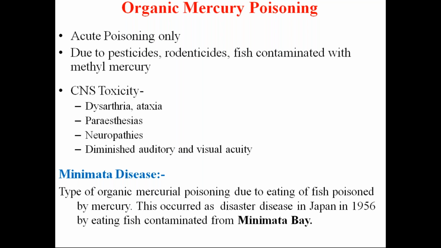So Minamata Bay disease, where the industries used to release the mercury waste products into the sea, and then these waste products are eaten by the fish, and when the fish are eaten by humans, they get poisoning with this organic mercury, causing a disease called Minamata disease, where the CNS effects prevail rather than the other symptoms. Whereas in the case of vapor disease, metal fume disease, it is like flu-like symptoms. The respiratory system is affected more than the CNS.